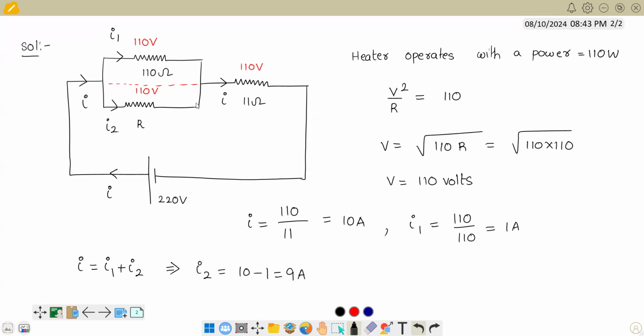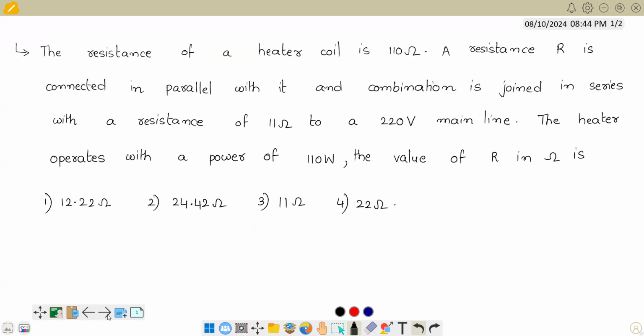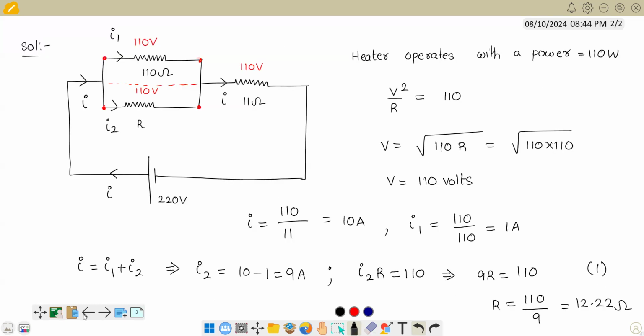And the potential difference across these 2 points will be same as potential difference across these 2 points, which is 110. We just came to know that also. So let us try to write I2 into R must be equal to 110. Which implies 9 into R equals to 110. So R would be equal to 110 divided by 9. So 110 divided by 9 would be equals to 12.22 ohms. So 12.22 ohms, that makes us the answer as option 1.